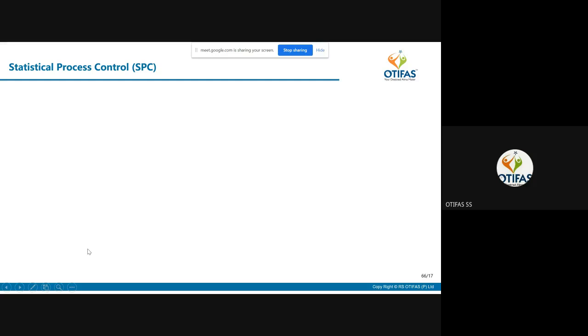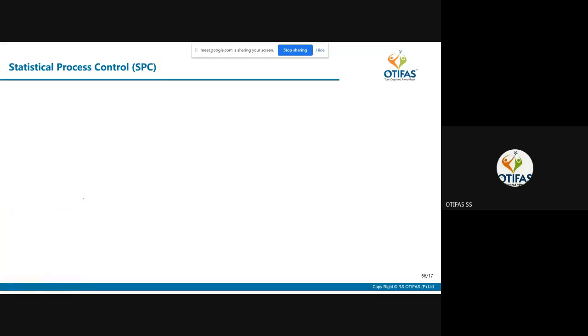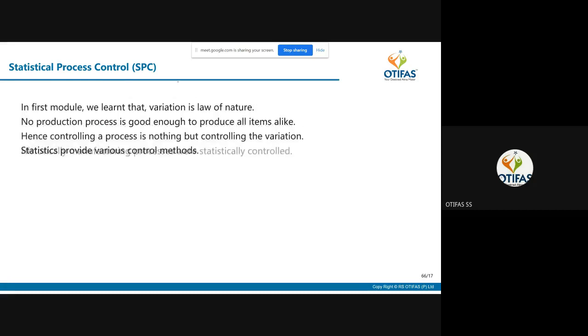Now let us understand what is statistical process control. In the measure phase, I said, what are the natural control limits of a process? Mean plus minus 3 sigma. Yes, mean plus minus 3 sigma. So this also has something to do with our control limits, control charts. Okay. Now, what is statistical process control? We learned that variation is a law of nature, and no production process is good enough to produce all items alike. Hence, controlling a process means nothing but controlling the variation. If you want to control a process, that means you have to control the variation.